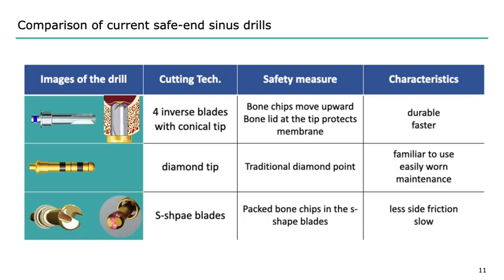I think the most durable than others and a little faster in osteotomy, I think, is my personal opinion. The second one is a traditional diamond point, which we are quite familiar with, but it can be easily worn out, and you may pay extra effort to maintain this in terms of infection control. The last one has an S-shaped blade, packed bone chip at the top may protect the membrane.